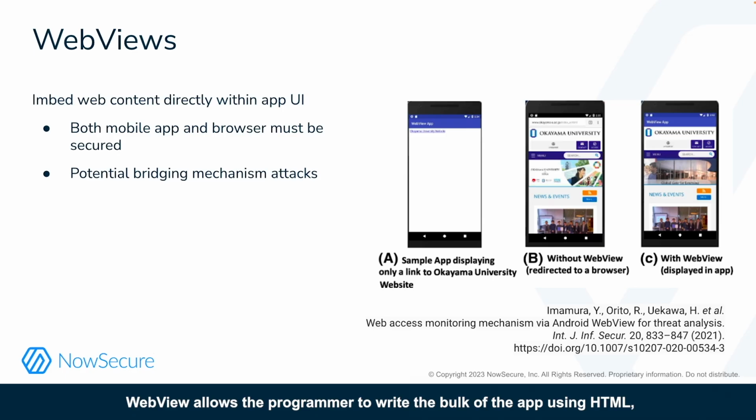WebView allows the programmer to write the bulk of the app using HTML, JavaScript, and CSS, the standard web programming tools. Web elements, the WebView, are wrapped within a native shell for iOS or Android. NowSecure analysts typically see WebView used for contact lists, privacy information, password resets, and other implemented features depending on the mobile app. WebViews are not simply a web app that runs on a phone. We see a bulk of vulnerabilities originating from WebViews given that they require security from both the mobile app along with the app's browser built into its structure.